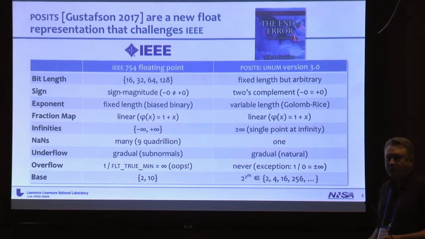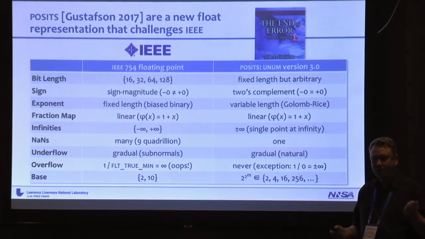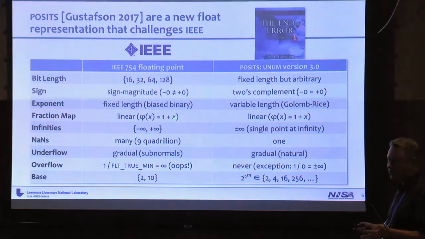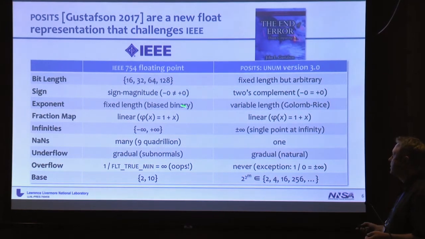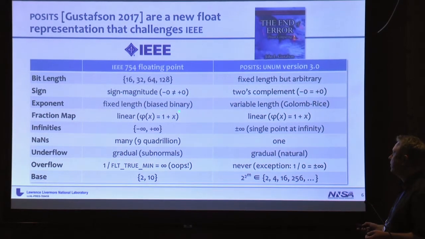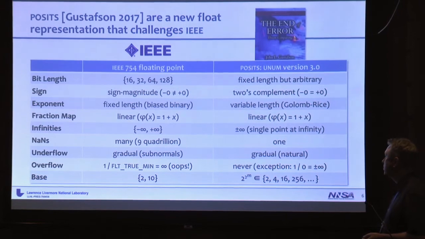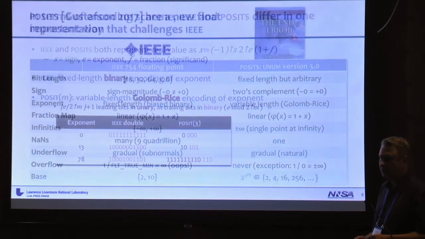All right, so are there better representations? Well, John has proposed POSITS as one contender to IEEE. I'm not really going to go through this slide, but just to show the main difference: there are lots of differences, but one is that whereas IEEE uses a fixed length representation of the exponent, POSITS use a variable length representation.